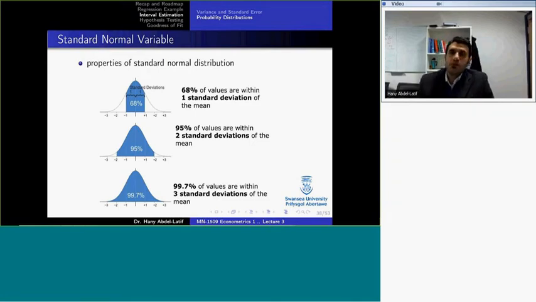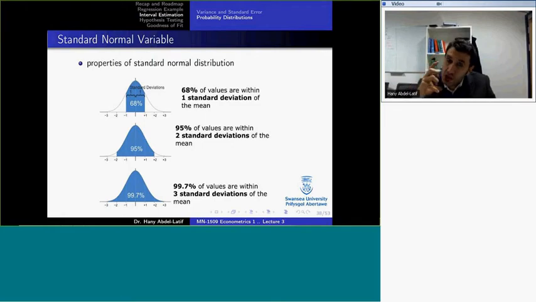One reason to do that is that for this kind of distribution, there are some properties that we know and can make use of. One of which, as you can see on this slide, is that 68% of the values are within one standard deviation of the mean, 95% of the values are within 2 standard deviations of the mean, and 99.7% of the values are within 3 standard deviations of the mean.